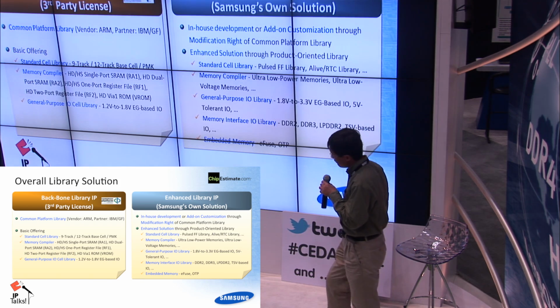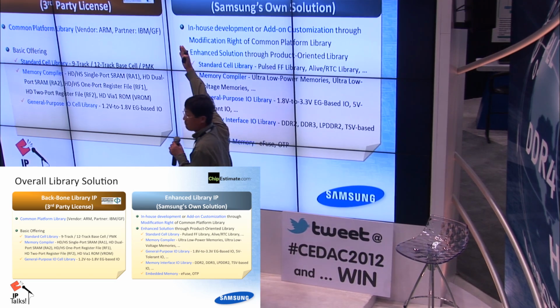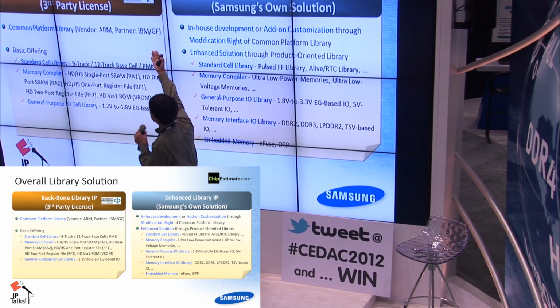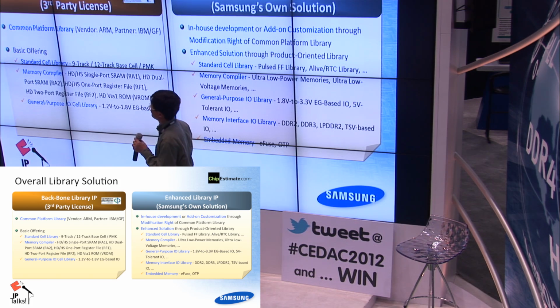Okay, from the library solution point of view, we have common platform backbone IPs. We co-work with IBM, and also ARM and GlobalFoundries, which is kind of the common platform libraries. There are standard cell libraries like 9-track and 12-track, basic library sets. And we also provide memory compilers: high density, high speed, single port, dual port, and general purpose library sets. This is the basic set of libraries.